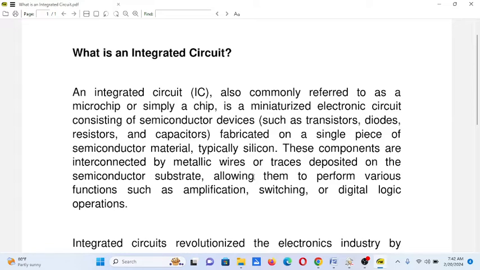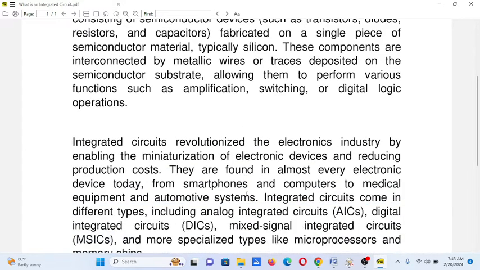So let's begin. What is an integrated circuit? An integrated circuit or IC, also commonly referred to as a microchip or simply a chip, is a miniaturized electronic circuit consisting of semiconductor devices such as transistors, diodes, and capacitors, fabricated on a single piece of semiconductor material, typically silicon. These components are interconnected by metallic wires or traces deposited on the semiconductor substrate, allowing them to perform various functions such as amplification, switching, or digital logic operations.